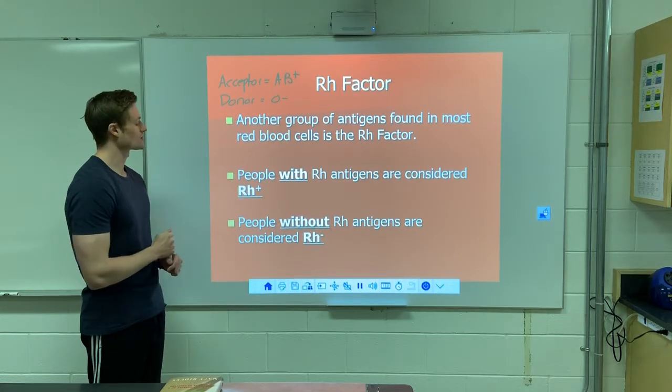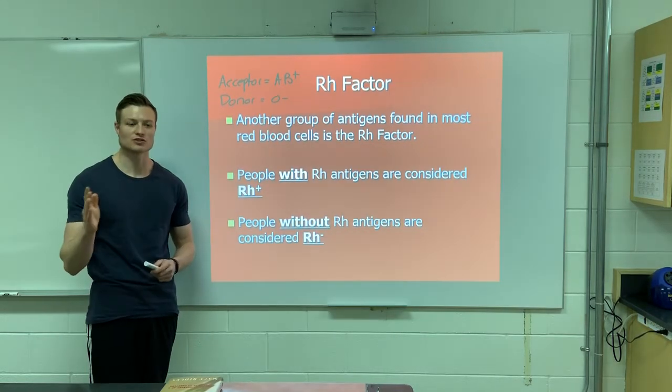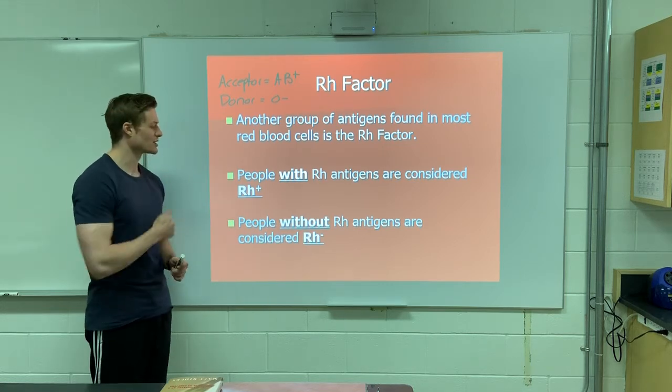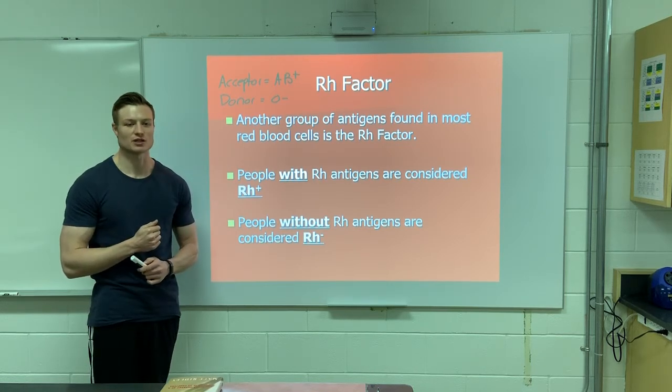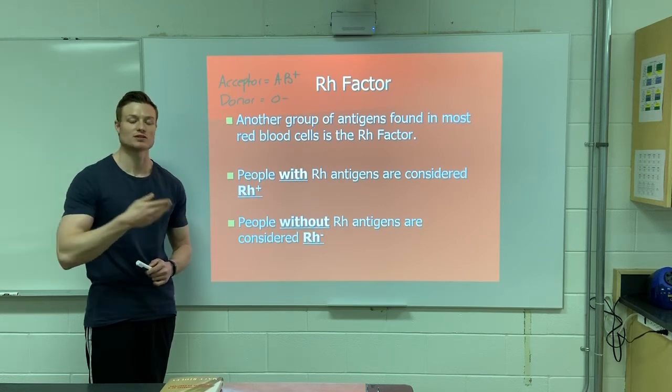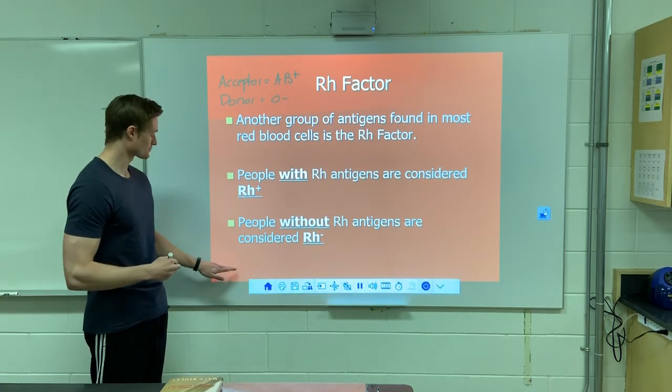So just another rule to add in here, right? First you have to make sure that the ABO side of things matches up, and then you have to make sure the positives and the negatives match up. So if you're negative, you can only receive negative. If you're positive, you can receive positive or negative blood.